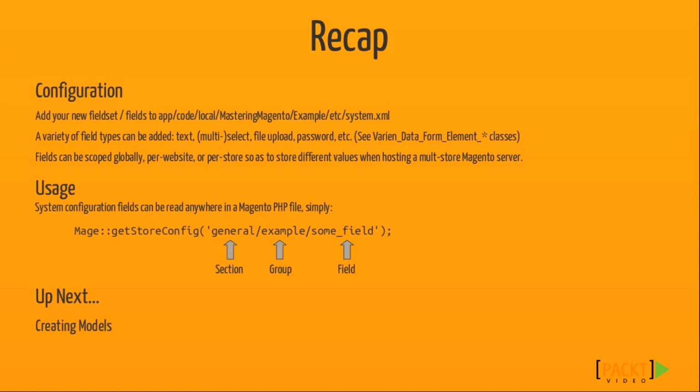So let's recap. We showed you how to configure your module to add a new system configuration field to the backend. This is done in the system.xml file inside your module. We didn't go over all of the input types that can be added as a field, but if you want to see what they are, check out the Varien data form element classes, which you can find in the lib folder. Also, fields can be scoped globally, per website, or per store, so that when you're having multiple stores hosted by Magento, they can be configured uniquely. When it comes down to using system configuration values in your code, you can use the Mage::getStoreConfig function to read the config values from the database.